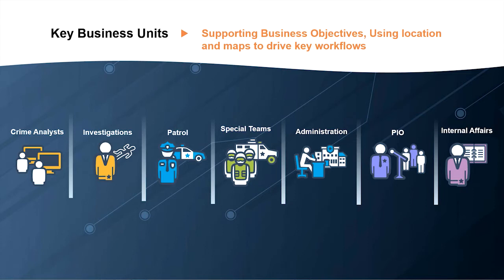Administration uses maps for records management or to manage sensor systems. PIOs use maps to share information with the public, and internal affairs might use maps to manage citizen complaints, use of force data, or to support internal investigations. Or if they aren't using maps, why aren't they?